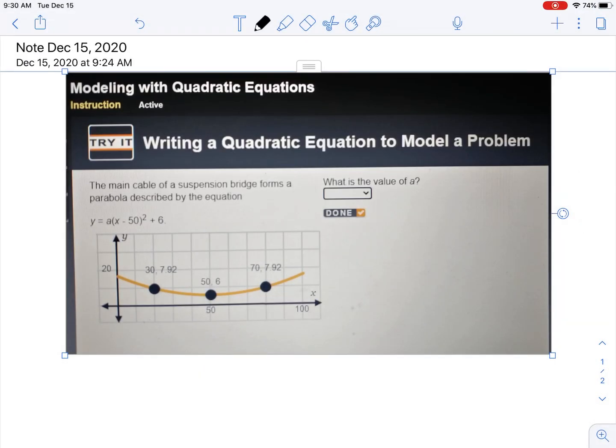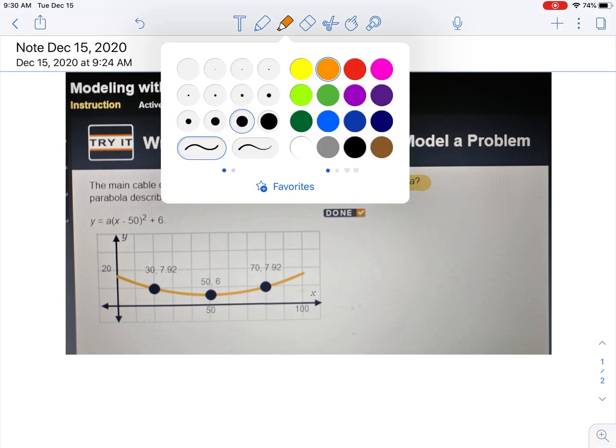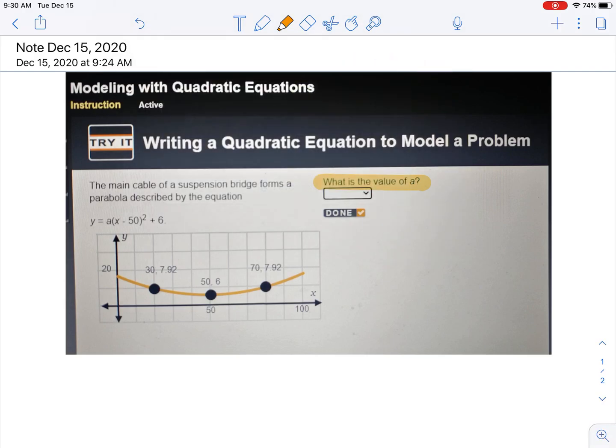Hello, here's a question from writing a quadratic equation to model a problem. The main cable of a suspension bridge forms a parabola described by the equation y equals a times (x minus 50) squared plus 6. And the question is, what is the value of a? And I see that a is right there.